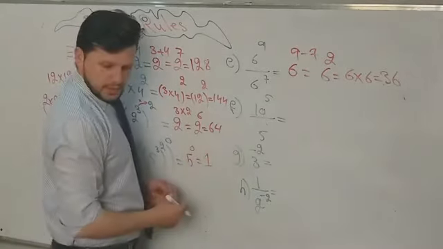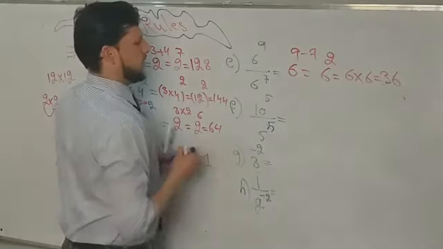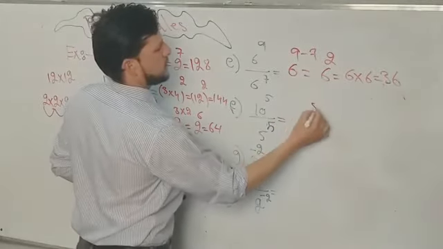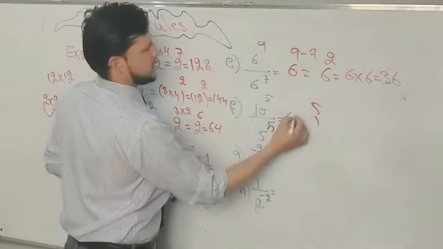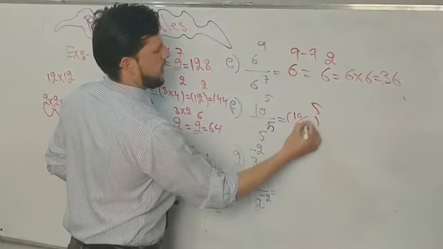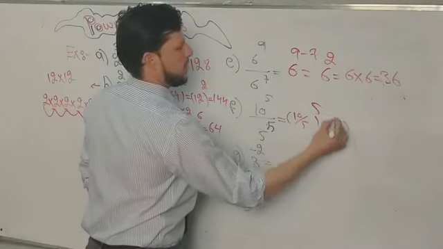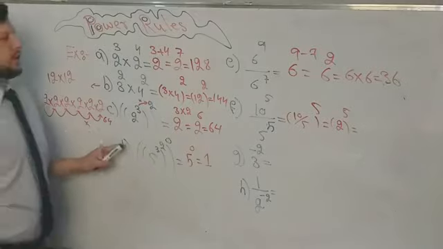For the next one, the exponents are equal. If the exponents are equal, you take one exponent, then divide the bases. 10 over 5 is equal to 2, so 2 to the power of 5. You know that 2 to the power of 5 is equal to 32.